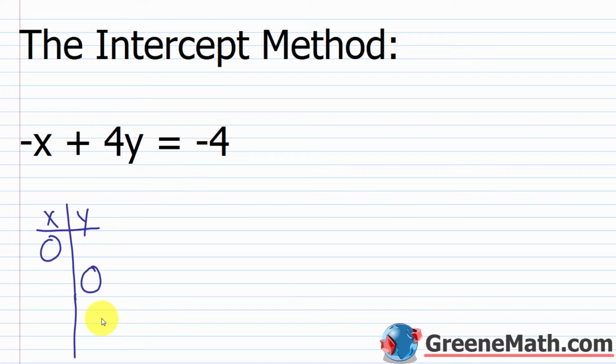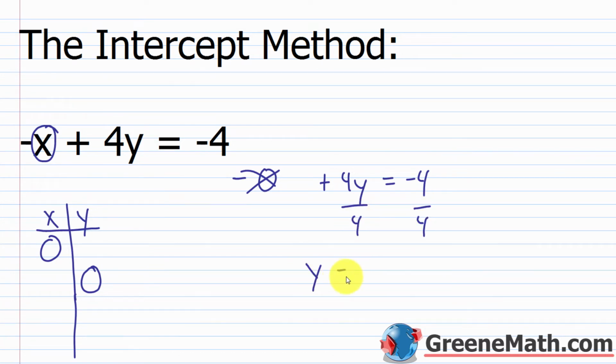Just try your best. So I'm going to start by plugging in a 0 for x here. I would have negative 0. That's just going to go away. Plus 4y equals negative 4. Divide both sides by 4. You get y equals negative 1. So if x is 0, y is negative 1. Again, this is the y-intercept. When we graph it, I'll show you. It's going to cross the y-axis there.